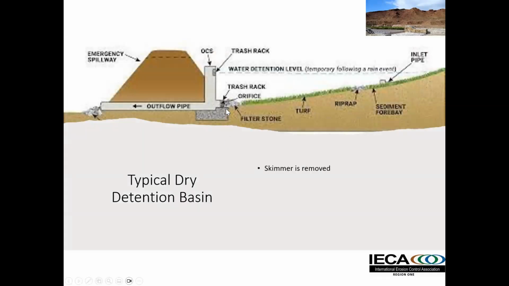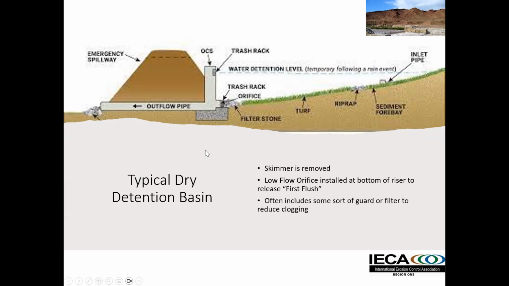Typically, once you finish construction, you're going to remove the skimmer. You're going to put in a low flow orifice installed at the bottom of the riser, typically sized to release the first flush or water quality volume. Possibly your low storm, like a 2-year storm event, as well.